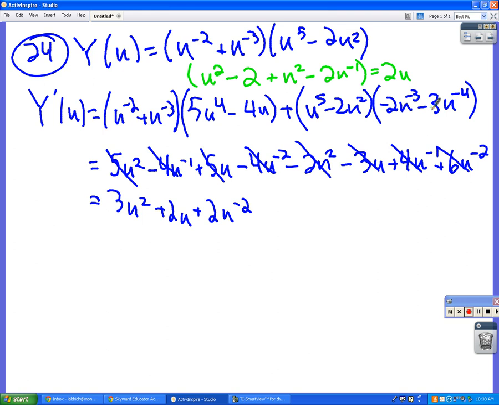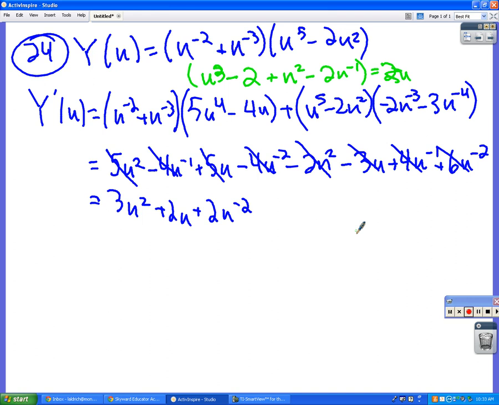Uh-oh, I did something wrong. Isn't it u squared? Isn't it what? First times first. Oh, okay, thank you. Something was not going to match up with the other answer. So that's u cubed. Yeah. So then there's no simplifying that I can do.